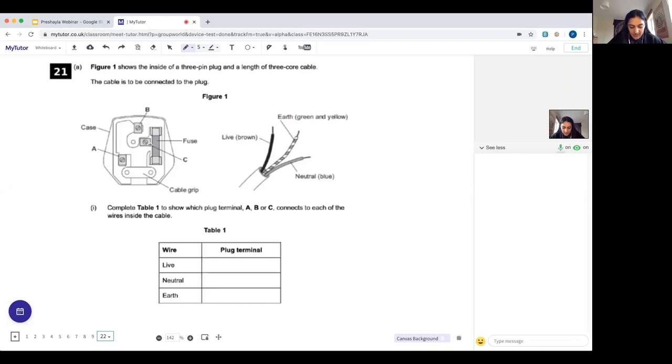Okay, so I didn't show you the wiring per se, but the live wire does go to C, and you can see that it's connected to the fuse, so that's how we know. The neutral wire goes to A because it's just a circuit completion feature, and then the earth wire goes to B, which is this top one here. So the answers for that would be C for live, A for neutral, and B for earth.